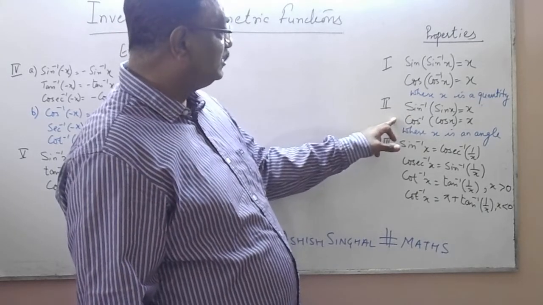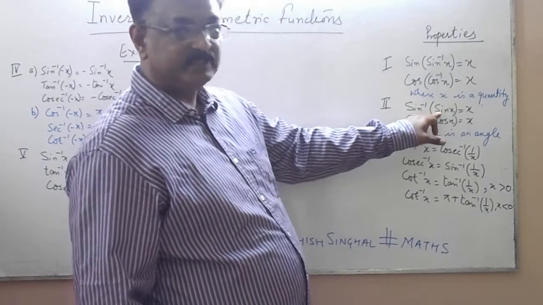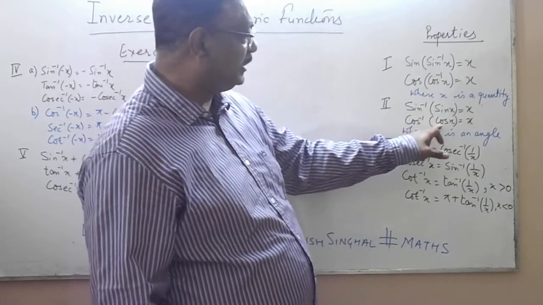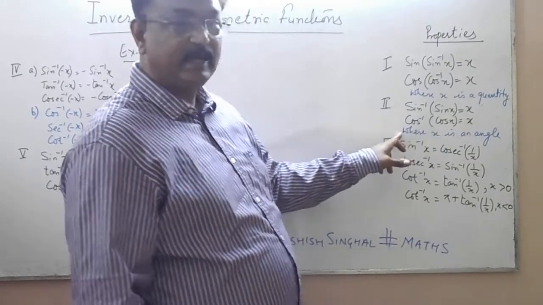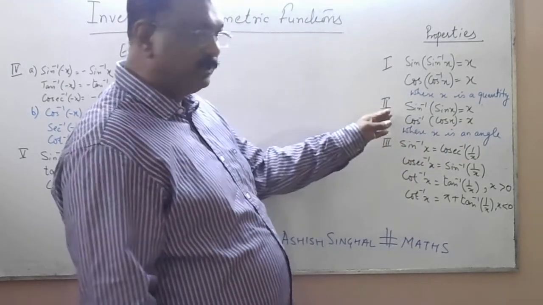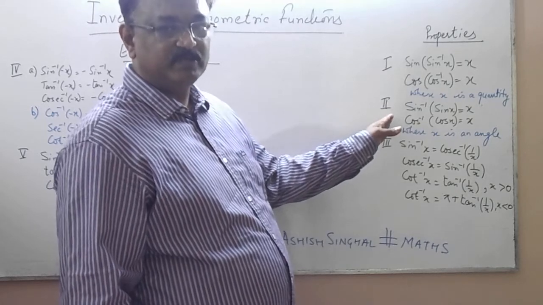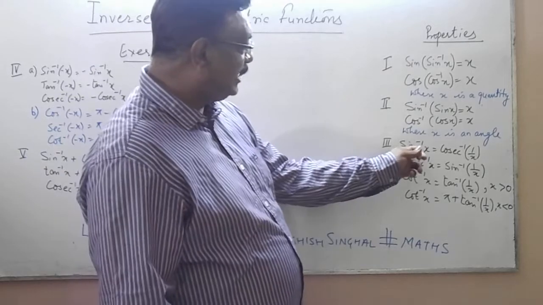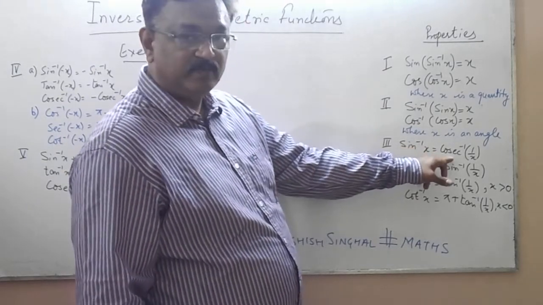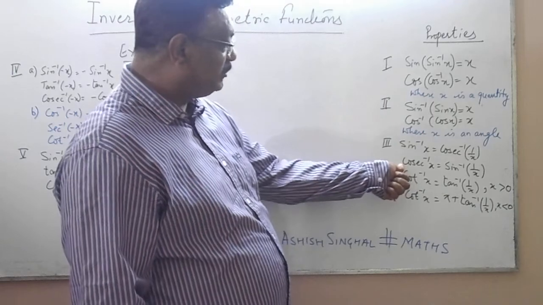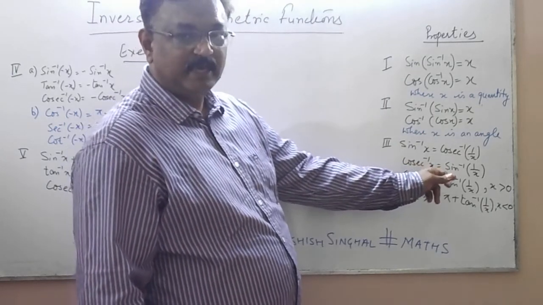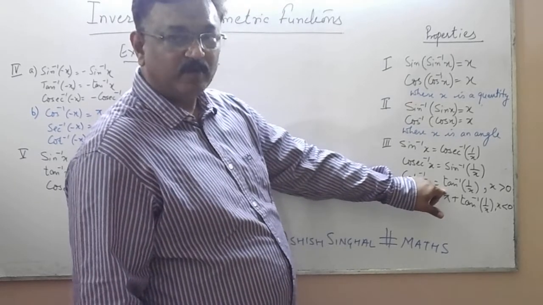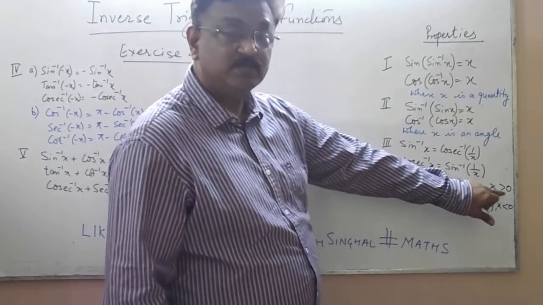Second property is sin inverse of sin x is equal to x. Similarly, cos inverse of cos x is equal to x, where x is an angle. Similarly, this follows for the other trigonometric ratios. The third property, sin inverse x can be written as cosec inverse 1 by x. Cosec inverse x can be written as sin inverse 1 by x. Cot inverse x is tan inverse 1 by x wherever x is greater than 0.